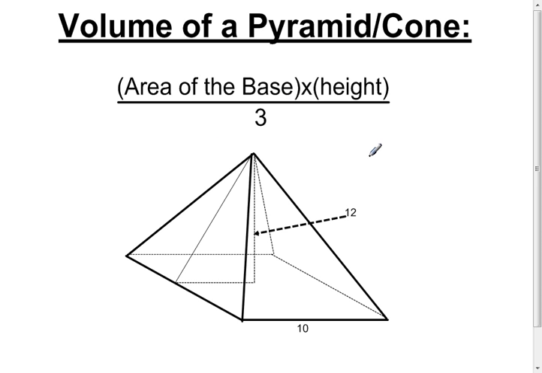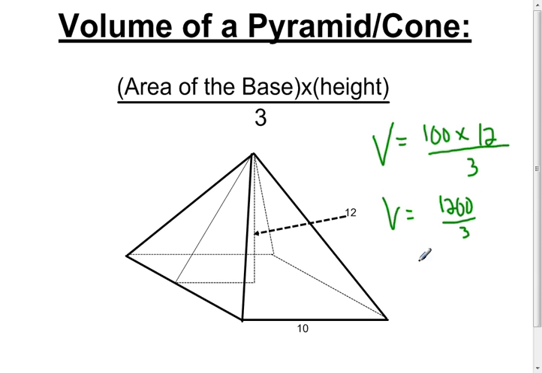The area of the base we figured out was 100. The height here is 12. Then we take that answer and divide by 3. So we get 1,200 divided by 3. So the volume is 400 units cubed. All right, and that's it. That's the surface area and volume of a pyramid.